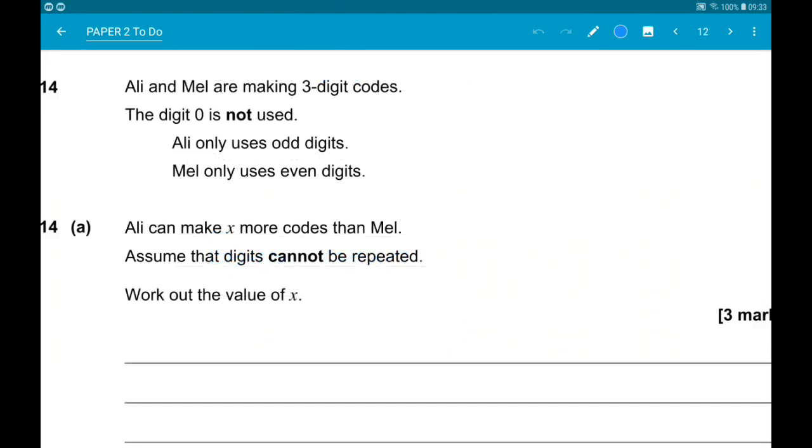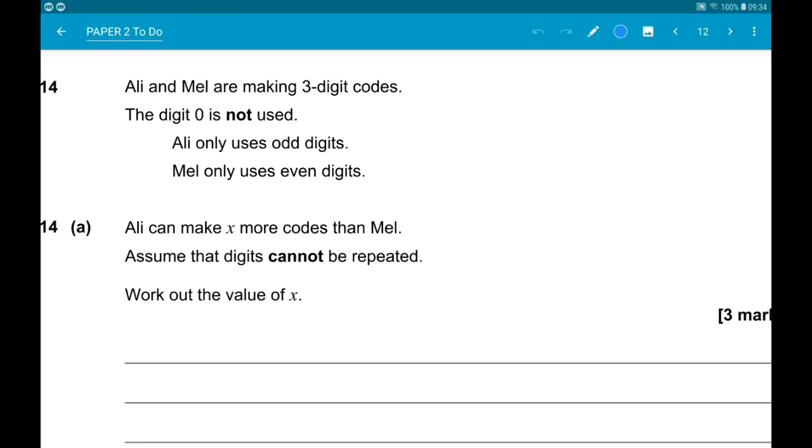Okay, number 14, Ali and Mel are making 3-digit codes. Good times. The digit 0 is not allowed. Ali only uses odd digits. Mel only uses even digits. Ali can make X more codes than Mel. Assume that digits cannot be repeated. Work out the value of X.